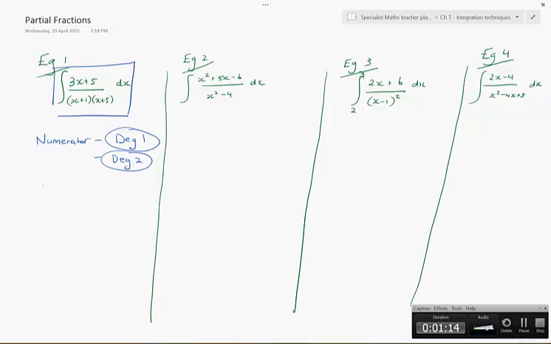Or if the numerator was degree 3 and the denominator was degree 2, then that would also be a case for polynomial division. Denominator. All right, it's the denominator.